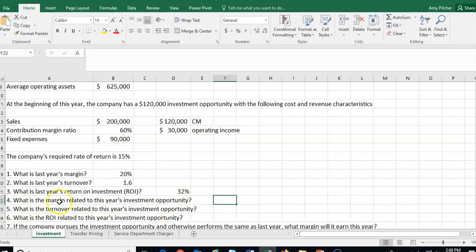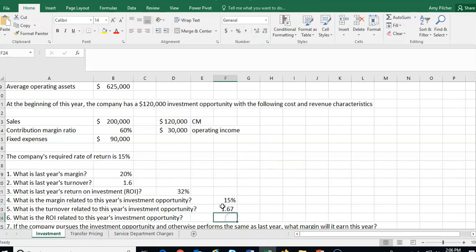So in order to calculate the profit margin, we're going to take our net operating income of $30,000 divided by 200,000 in sales. And we get a profit margin of 15%. The asset turnover is sales divided by average operating assets. So we have sales of 200,000 for this investment opportunity, and the average operating asset is the cost of the investment opportunity, or $120,000. That gives us a turnover of 1.67.